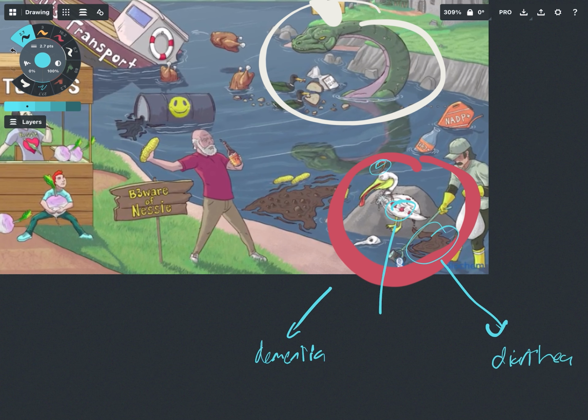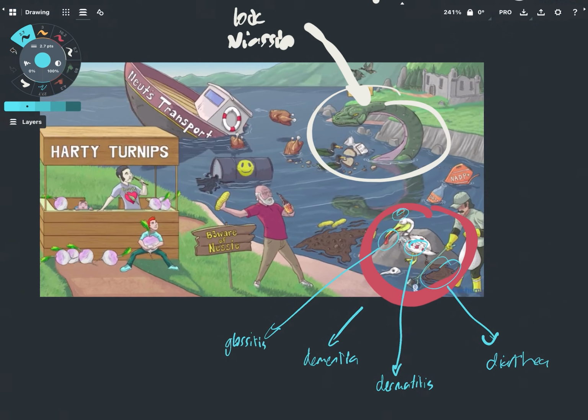And then you can also see it's having some skin issues here. So that's dermatitis. And then it looks like it's on the way out. So there's your death. On top of it, you can also see it has a pretty thick tongue, and that's because glossitis or tongue inflammation is also presented with niacin deficiency.